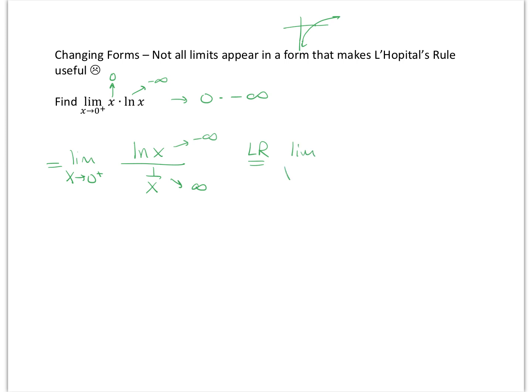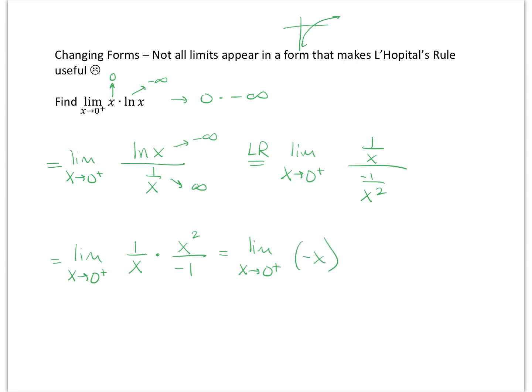So I'm going to take the limit as x goes to 0 from the right. The derivative of ln x is 1 over x, and the derivative of 1 over x is negative 1 over x squared. And then I have a compound fraction. Instead of dividing by negative 1 over x squared, I'm going to multiply by its reciprocal. So this is the limit as x approaches 0 from the right of x squared over x. That would reduce to just an x, and I've got the negative. So the limit as x approaches 0 from the right of negative x is 0.